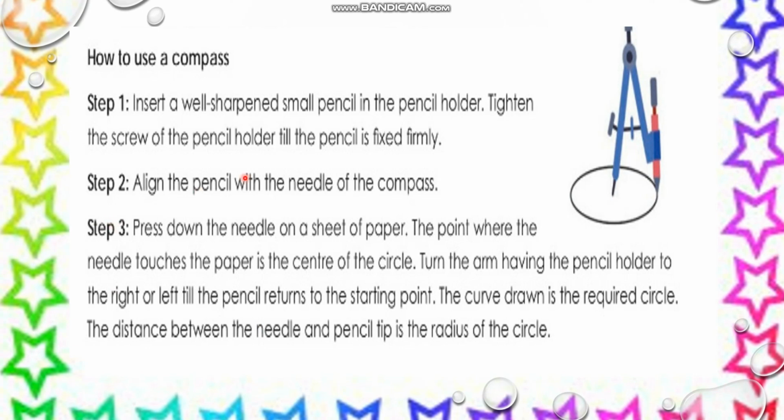After checking the alignment, you can press down the needle on a sheet of paper. The point where the needle touches the paper is the center of the circle. So after placing it properly, you can press this needle on the sheet of paper. That point will be the center of the circle. Now you turn the arm having the pencil holder to the right or left till the pencil returns to the starting point.